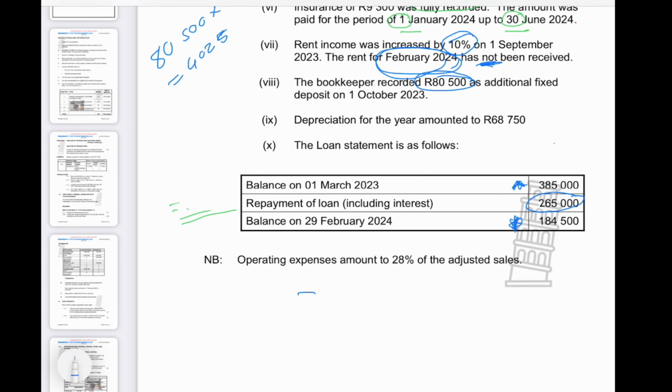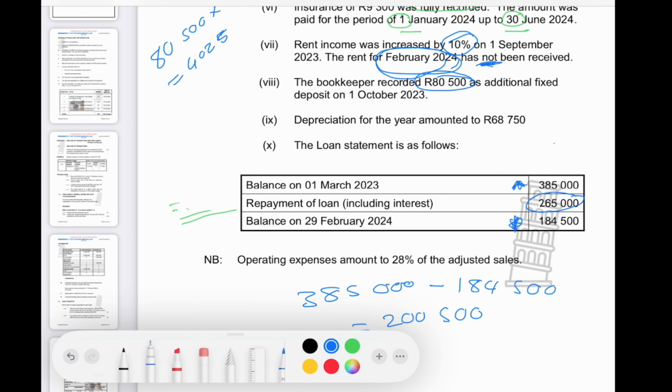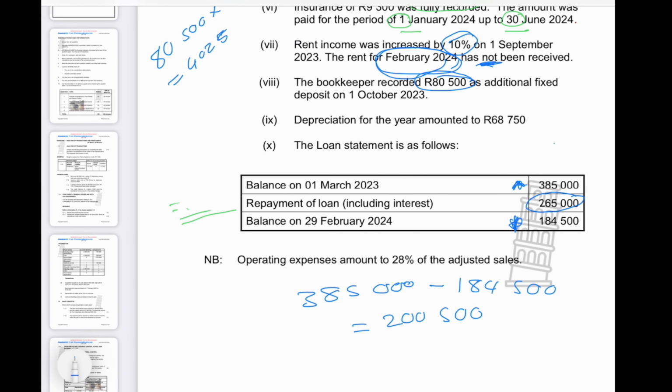Okay. So if I had 385,000 worth of loan in the beginning, and at the end I had 184,500, it means the difference is the loan amount that has been paid, 200,500. So now the 200,500 is the amount of loan that was actually paid. But they said that the total repayment we made for the loan, which includes interest, is 265,000. So it means the difference between these two amounts is the interest.